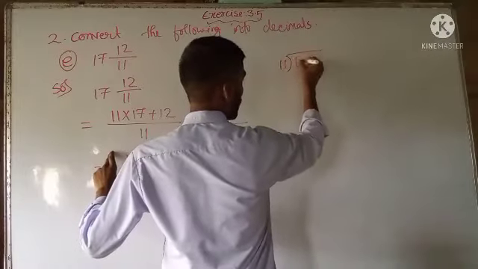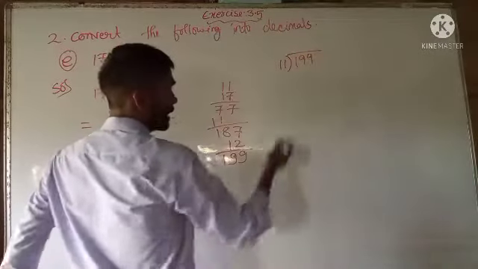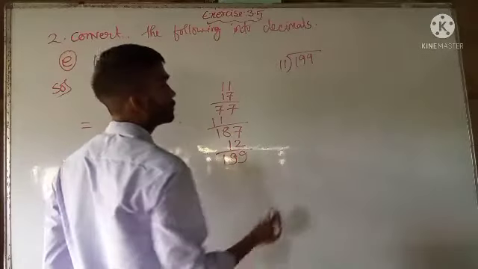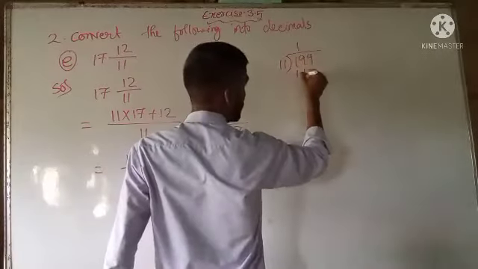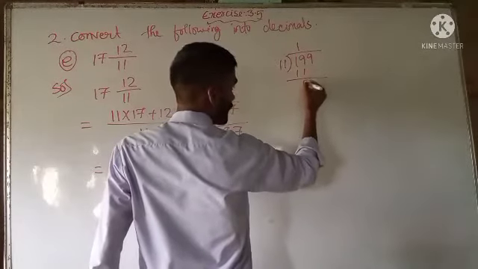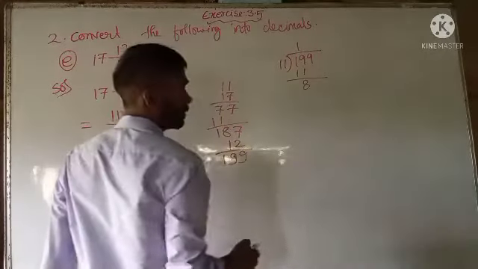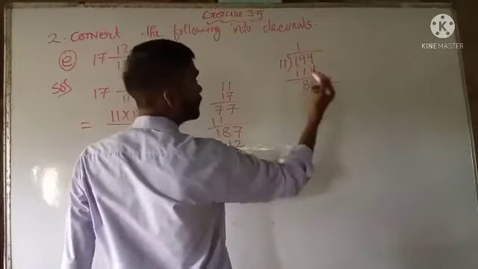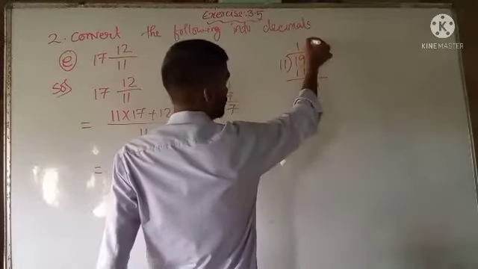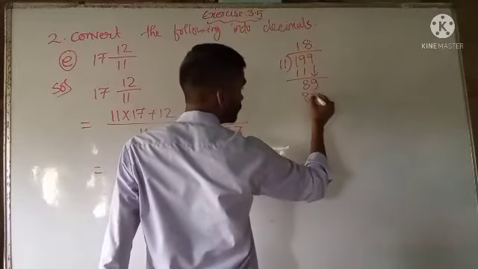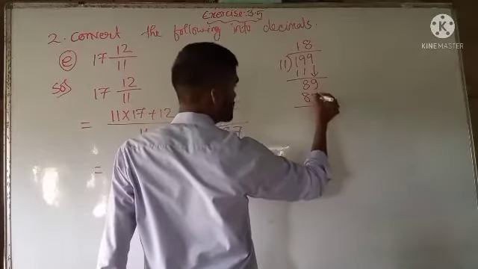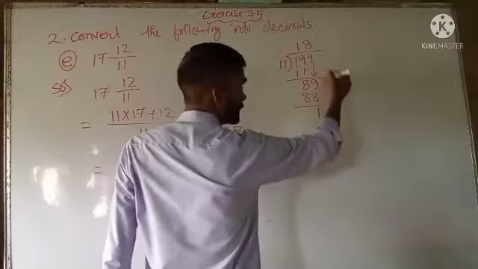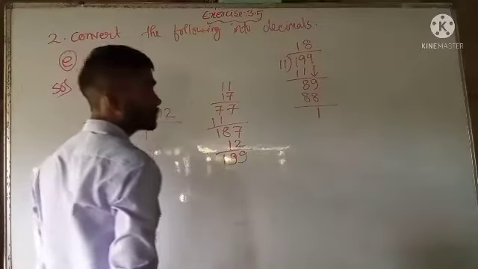So 11 and 199. 11, 1 times if we multiply we will get 11. If we multiply 2 times it is 22. So 11 into 1 we will get here 11. 9 minus 1, 8. 1 minus 1, 0. Now this 9 will come down. So 9 here. Now 11 into 8 will get here 88. So 11 into 8 it is 88. Now 9 minus 8 will get here 1 and 8 minus 8 0. Now no other number is there to bring down.